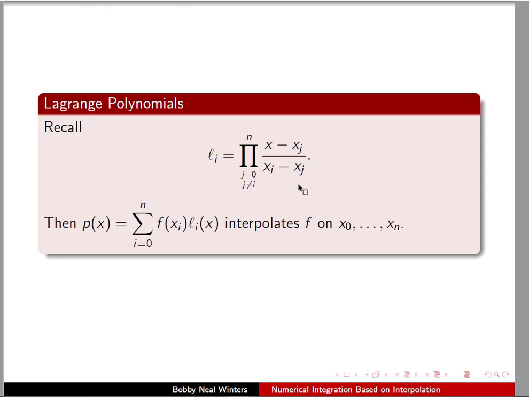Talk about Lagrange polynomials. So define our Lagrange polynomial Li to be this product as we had it before. And then we would have that our P of x equal to the sum of i equals 0 to n of f of xi times Li of x interpolates the function f at the points x0 through xn. So we have this interpolating polynomial p.